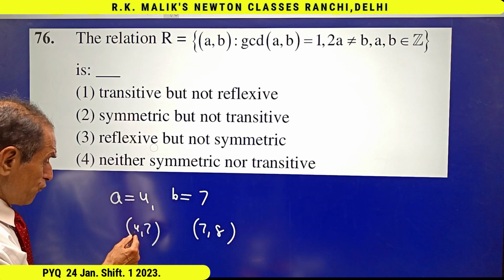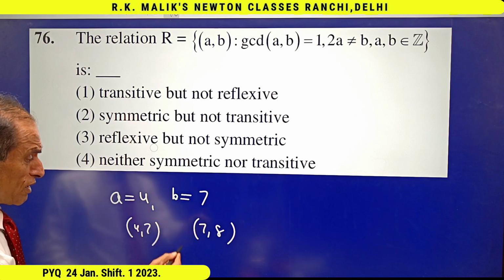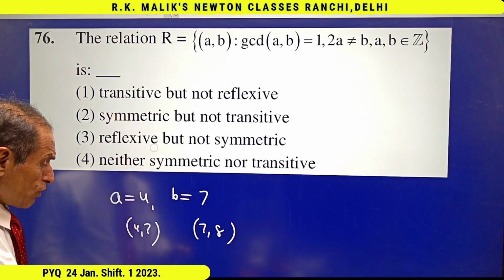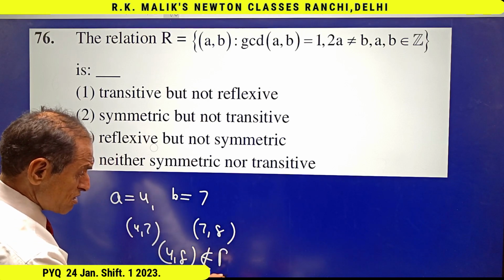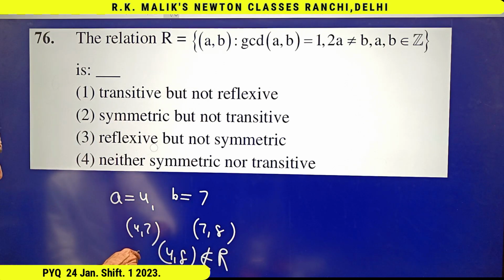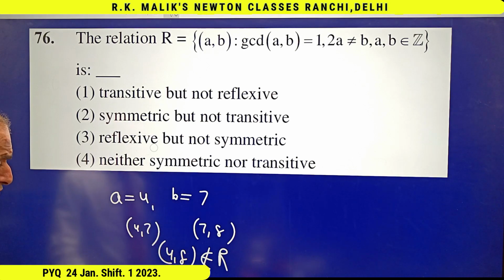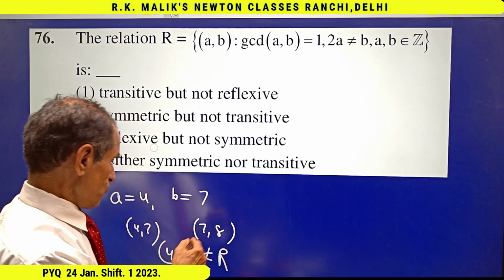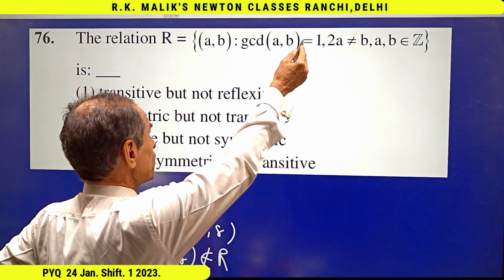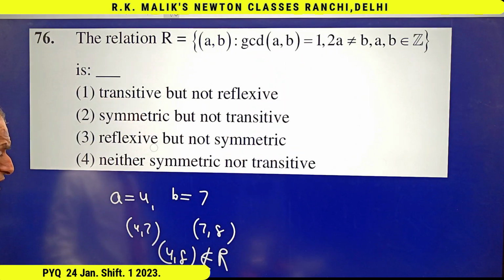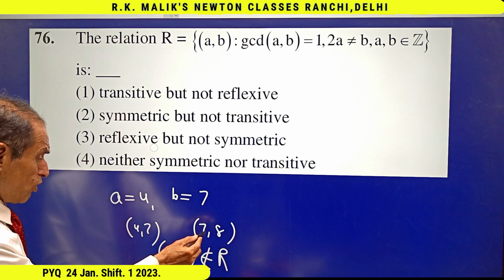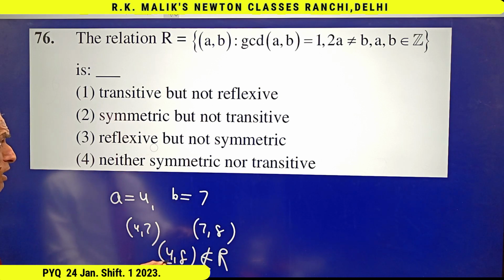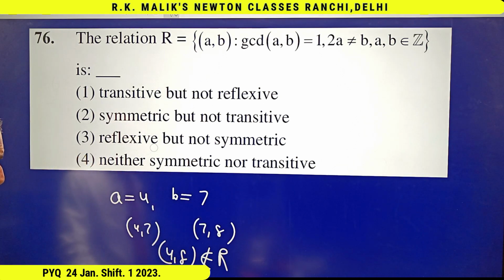Now it is clear that (4,7) belongs to R, (7,8) belongs to R, but (4,8) doesn't belong to R because GCD of 4 and 8 is 4. That is, for this case, this condition will not be satisfied. Hence, we have found a case in which this belongs to R, this belongs to R, but this is not belonging to R. Hence, R is not transitive.